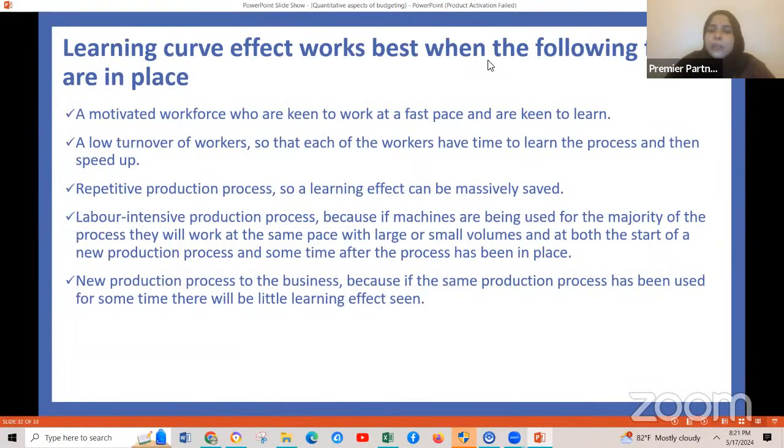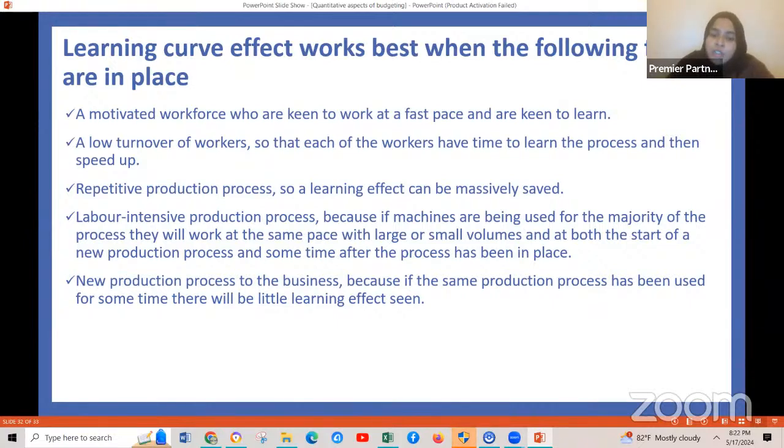The learning curve effect works best when the following factors are in place, right? If workers are able to learn and reduce their time taken, if these conditions are in place. A motivated workforce who are keen to work at a fast pace and keen to learn. The workers need to be motivated. They should be willing to learn. A low turnover of employees. Laborers should not leave, because if they keep on leaving, whoever new comes has to learn it from the beginning again. So you need to have a low labor turnover, meaning laborers should stay with you.